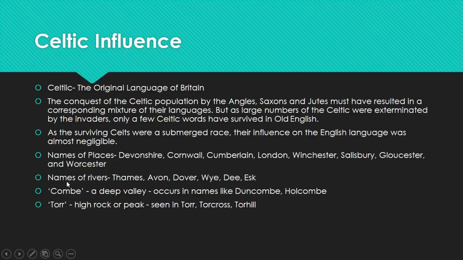Then we have names of rivers like Thames, Avon, Dover, Wye, Dee, Esk. The names of these rivers are all taken from the original Celtic language. And then there are some places which end in comb. Comb in the Celtic language means a deep valley.